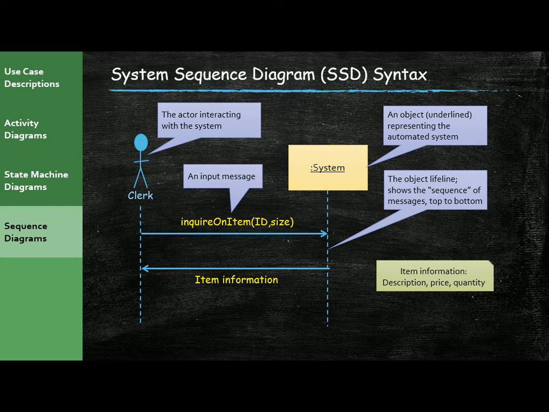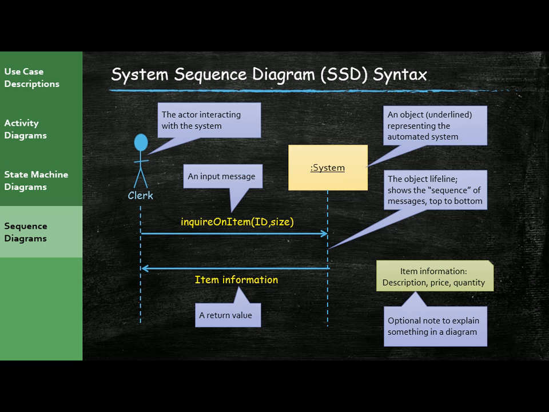Then we've got the message. So there's always an input message. And then we have a return value or an output message going back to our actor. And finally, on the right-hand side, off to the side, you've got an optional note that can explain something in a diagram. So if something needs some clarity or it's not obvious, you can have an explanation in an optional note. And that's the syntax for drawing a note with that little chopped off corner on the upper right-hand side.